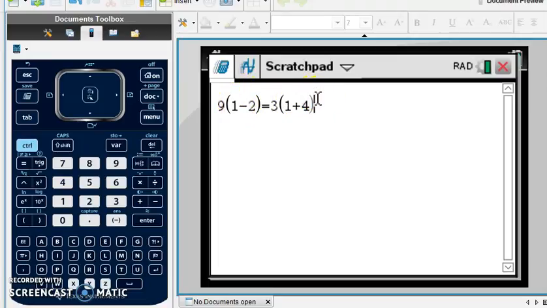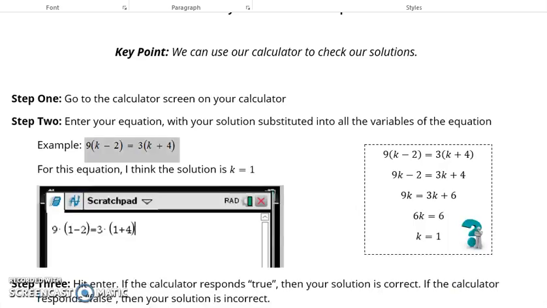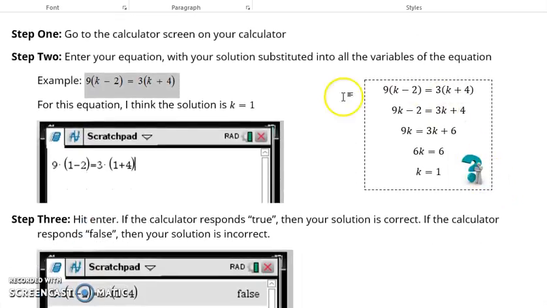Now when I hit enter, it's going to tell me true or false. If it says true, I've got the correct answer. If it says false, I've got an incorrect answer. I type it in, false, okay, I've made a mistake. Returning to my problem, can anybody identify where my mistake is?